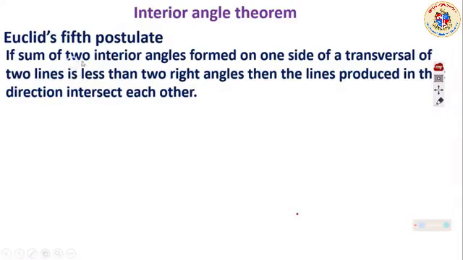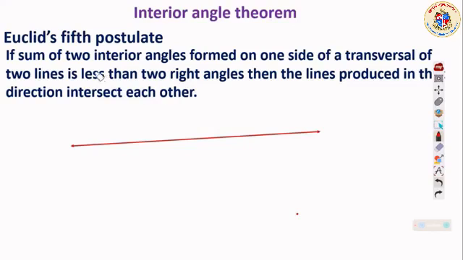if the sum of two interior angles formed on one side of a transversal of two lines is less than two right angles, then the lines produced in the direction intersect each other. I repeat, if the sum of two interior angles formed on one side of a transversal of two lines, there is no mentioning of parallel. If there are two lines, I'll show you.